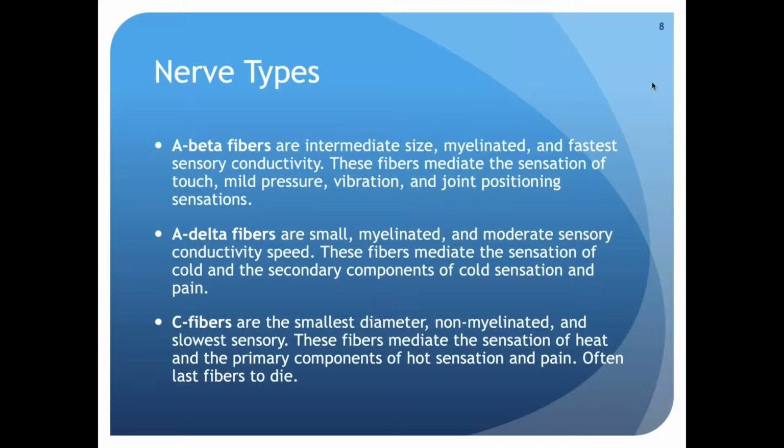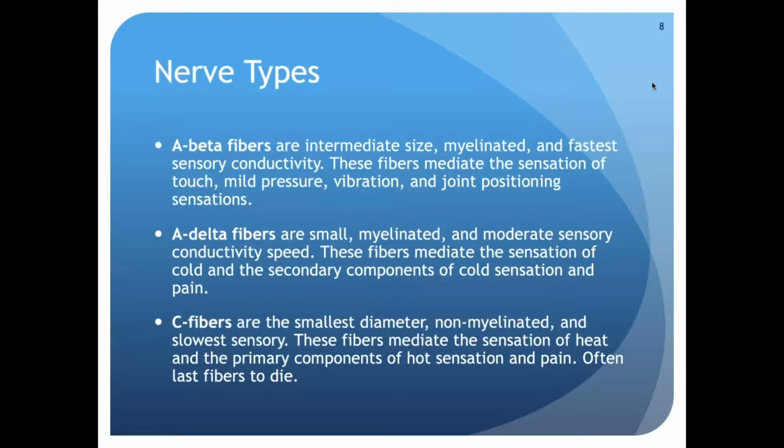So let's talk a little bit about nerve types. There are 3 different types of fibers we like to talk about inside the nerve. First we have our A beta fibers. They're myelinated, so they're pretty quick. They're intermediate in size, and they mediate things like touch, pressure, vibration, and joint positioning.